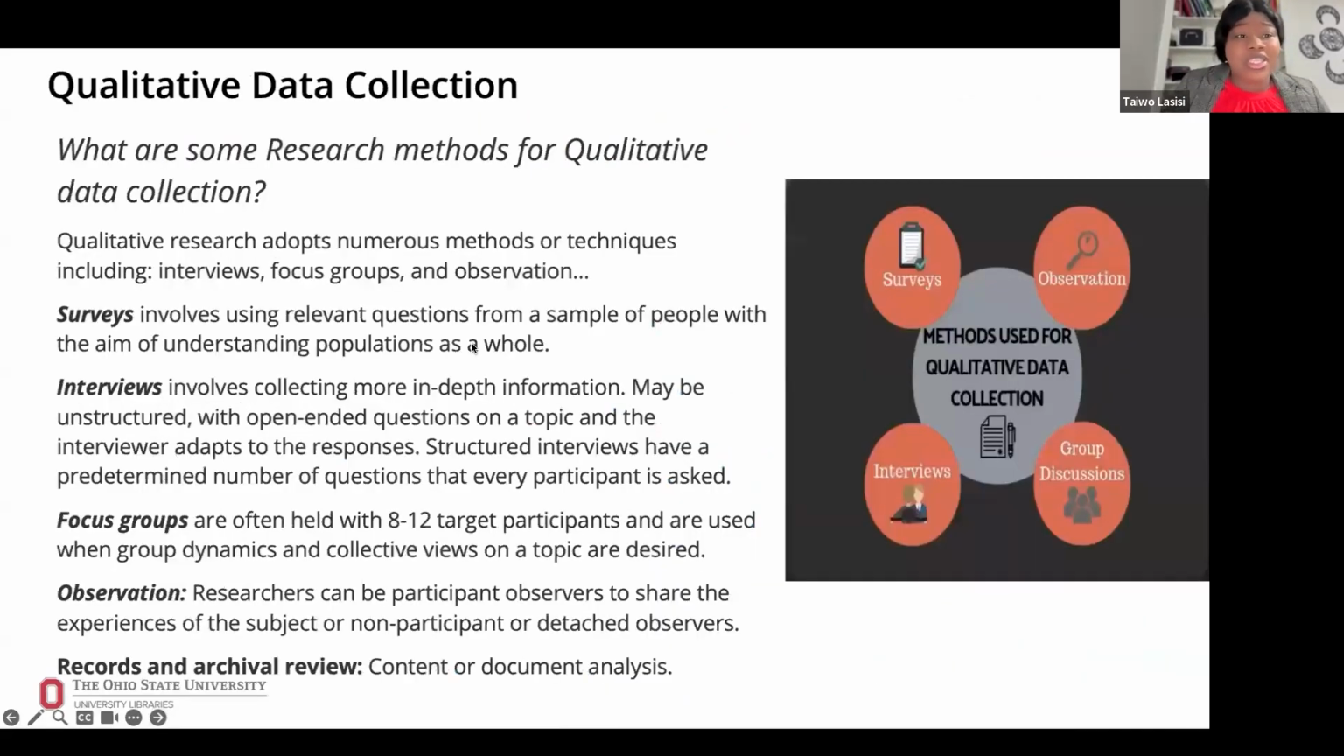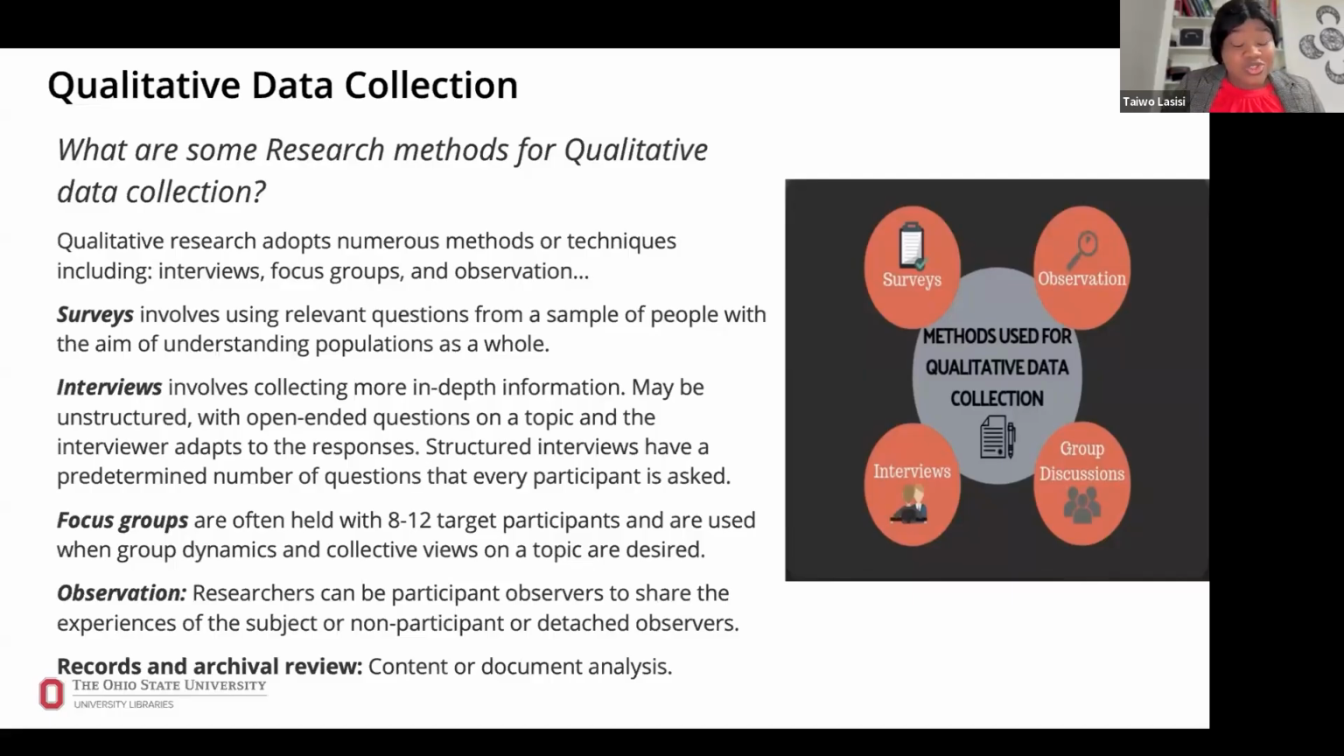Okay, so let's think about qualitative data collection. There are diverse ways to conduct data collection in qualitative research. You can use surveys. Many people, when I meet them, are not aware that surveys are also data instruments in qualitative research.